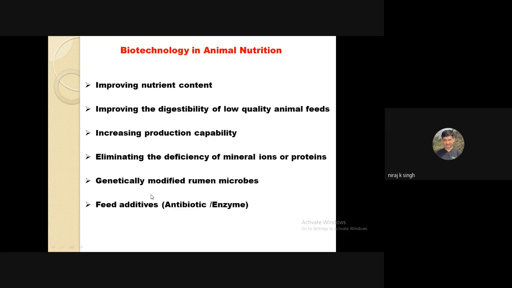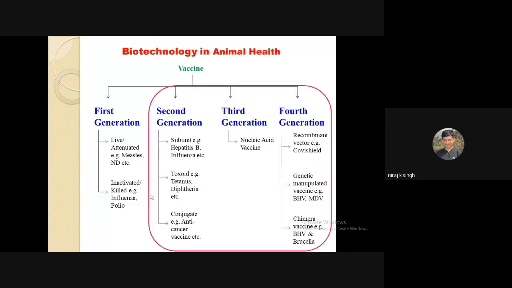Now, the second aspect of animal biotechnology is the improvement of animal health. Animal health can be improved either by prevention of disease, by diagnosis of disease, or by therapeutics. Here I am discussing two aspects, vaccines and diagnostics. Biotechnology has an important role in vaccine development. Till today there are 4 different generations of vaccines. The first generation vaccines are either live attenuated, whole pathogen, or inactivated, killed pathogens. Pasteur developed this first generation of inactivated vaccines.